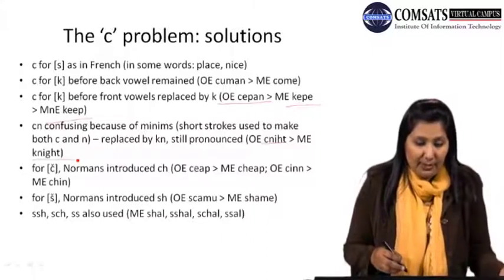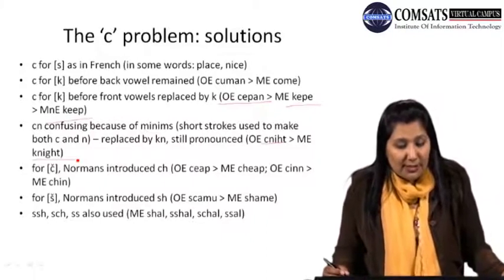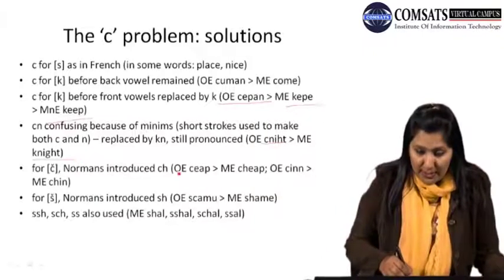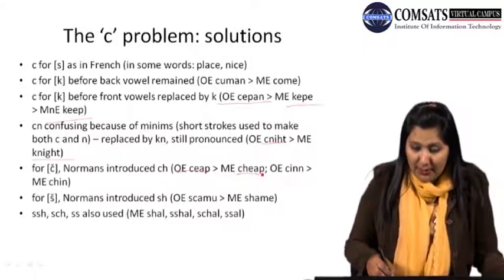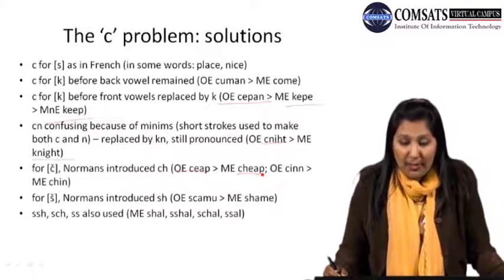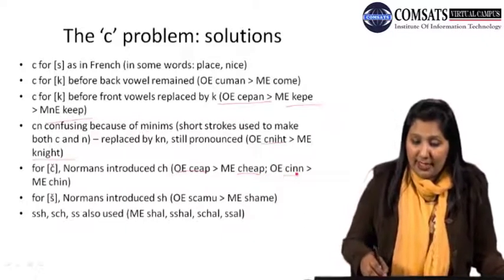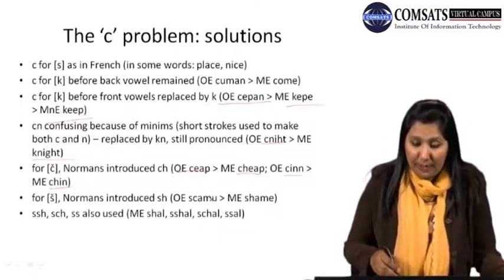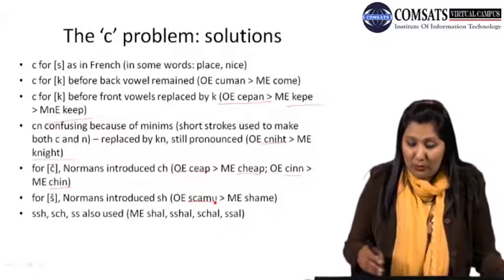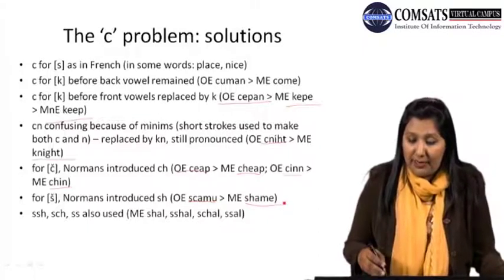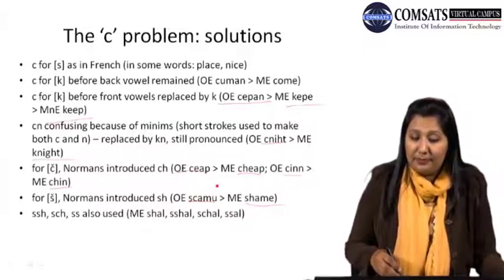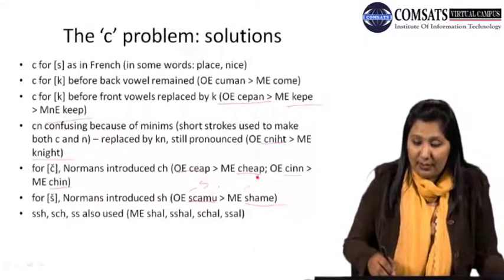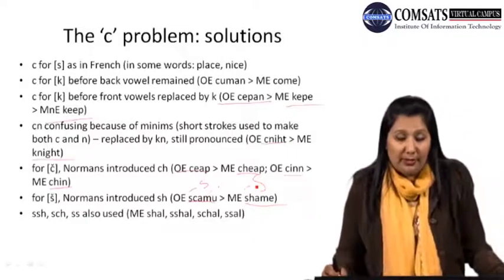Okay, for the ch sound, the Normans introduced it. It is ceap in the Old English period, and cheap in the Middle English period. In Old English it is cin, in Middle English it is chin. For sc, in Old English it is scamu, in Middle English it is shame. It is a sk sound here, and it is a sh sound here.